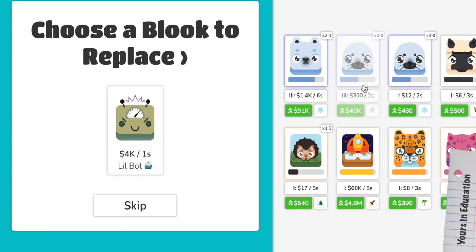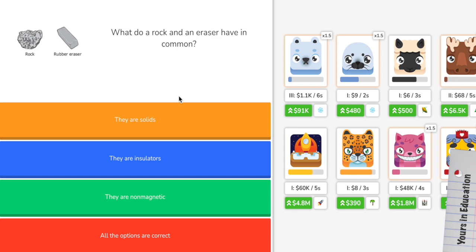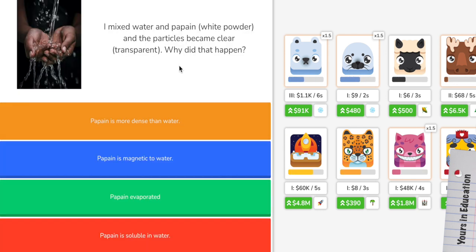I don't know. I never know what to do here. I will never ever skip a tutorial. What do a rock and an eraser have in common? They are solids, yes. They are insulators, yeah. They are non-magnetic, yes. All the options are correct. Wow, I'm glad I read all of them because all the options are correct.